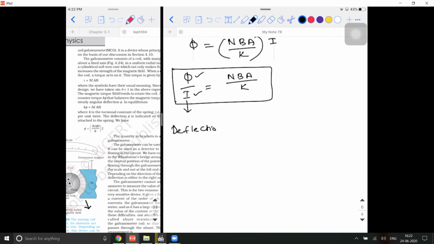So the deflection, I'm giving my own definition to it: deflection produced per unit current. Can I call it like this? So deflection produced by unit current is what is NBA divided by K. That is according to mathematics. But what is the main functionality of this device? It is to sense whether the current is flowing through this device or not. So this deflection produced per unit current is what is called the current sensitivity of this particular device.